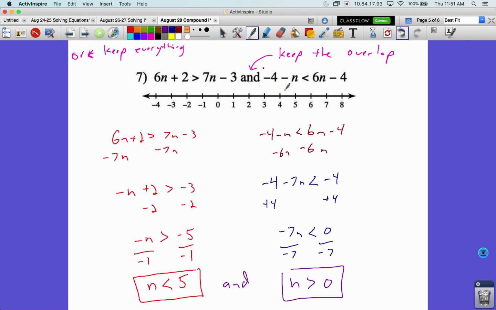So if n is less than 5, that's an open circle here at 5, arrow coming this way. N is greater than 0, that's an open circle at 0, arrow coming this way. The region where they overlap is only that region in the middle, and that's how we get our line segment. So this is an open circle, this is an open circle.